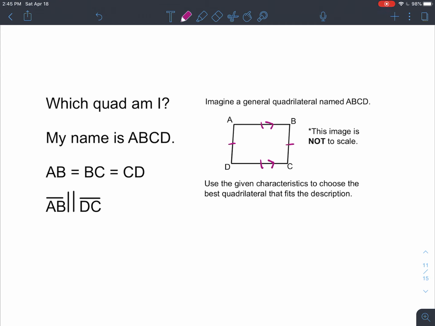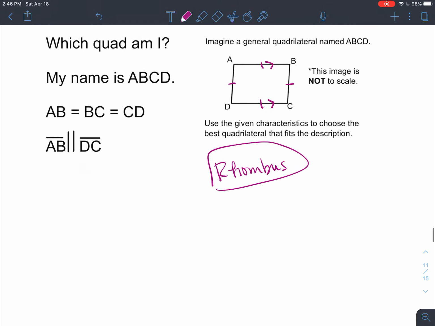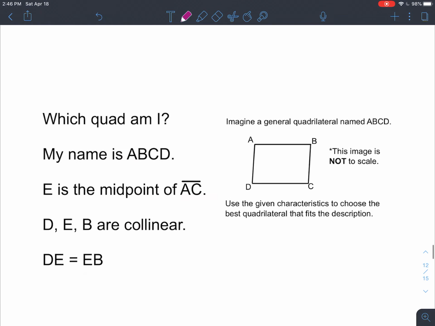So if I have a parallelogram with all four sides congruent, then I know that I have a rhombus. It doesn't tell us anything about the angle measures. So at this point, we are stuck with rhombus. We can't go any further down to square.